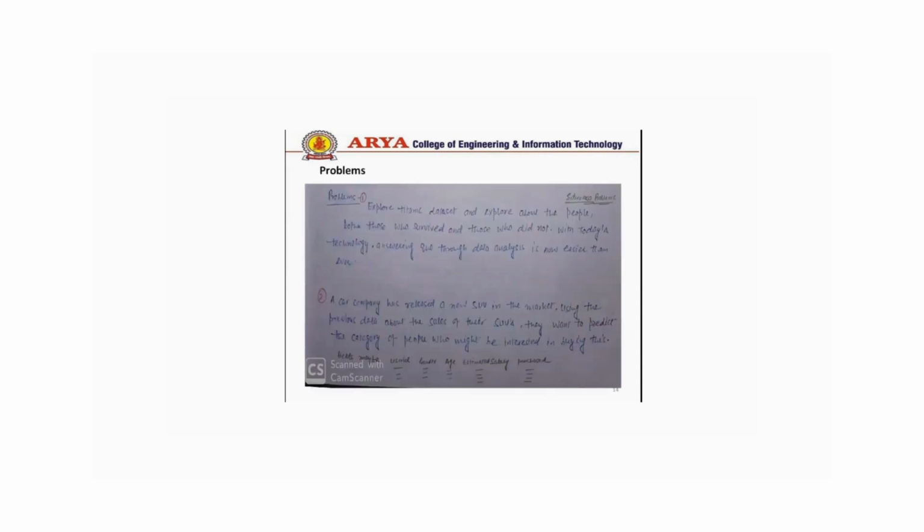Now we are taking some real-time problems. Suppose we choose the Titanic data set and explore the people who survived and those who did not survive. With today's technology, we now have the data. According to this data set, we apply the types of regression.